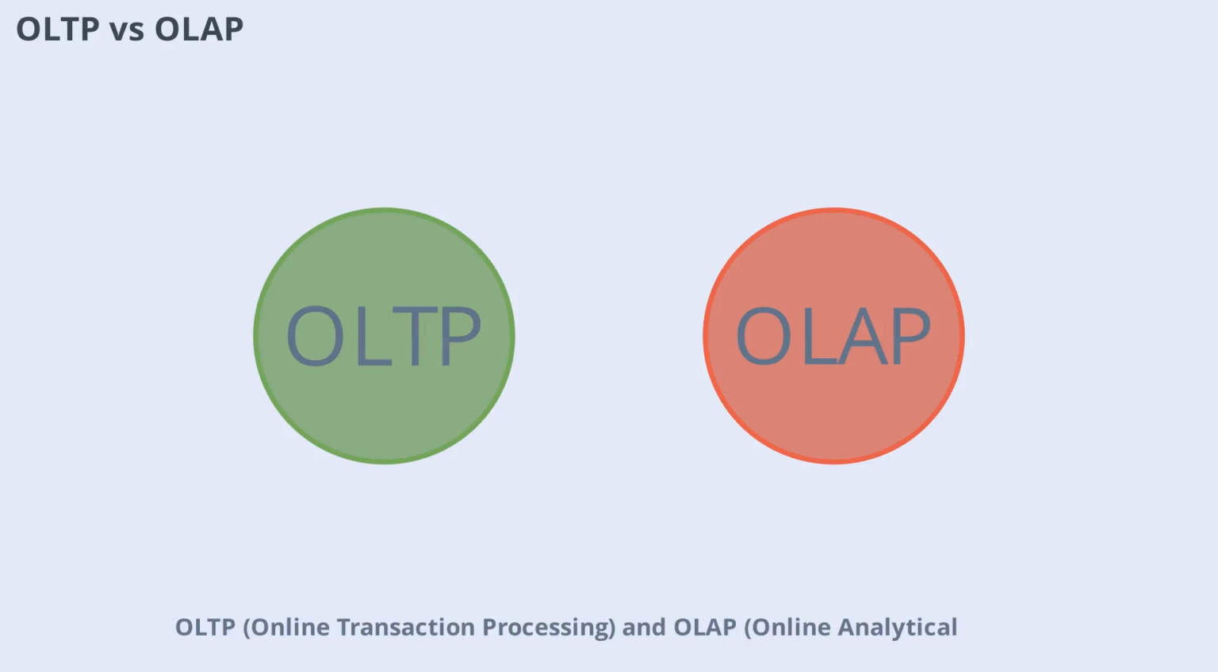OLTP, online transaction processing, and OLAP, online analytical processing, are two main types of database workloads. OLTP systems handle day-to-day transactions like sales or reservations, focusing on speed and reliability. OLAP systems are designed for complex queries and data analysis, often used in reporting and business intelligence. Understanding the difference helps in choosing the right database solution.